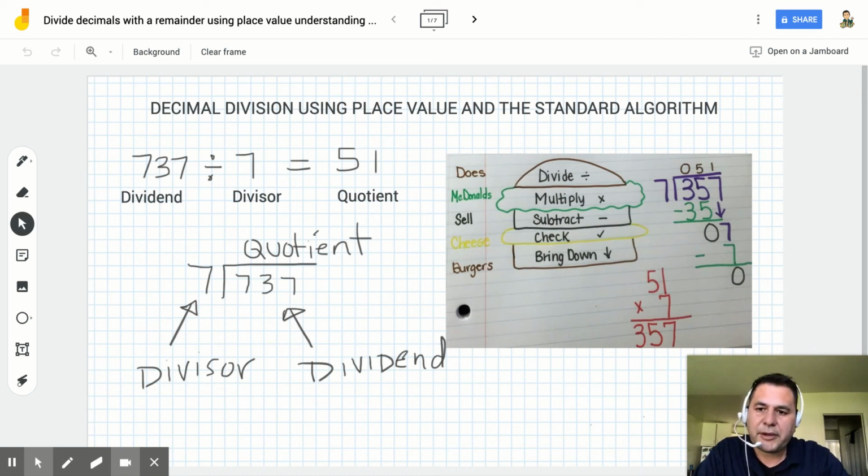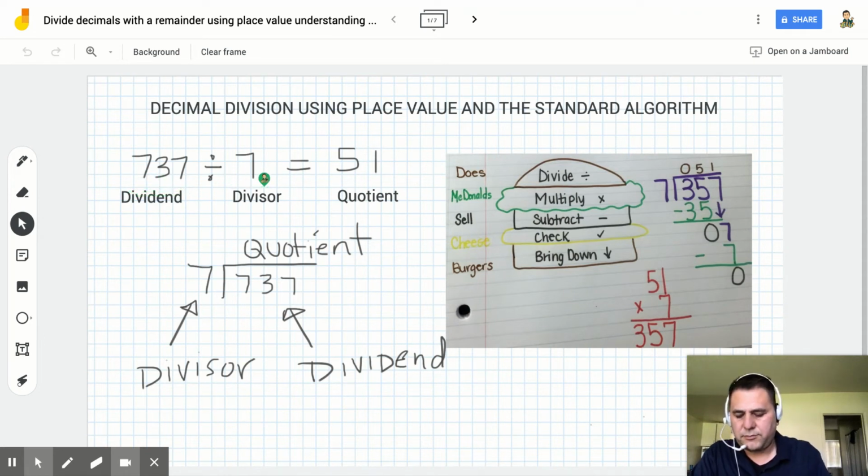Hello, students and parents. This lesson is dividing decimals using place value and the standard algorithm. Just as a review, we've been taught how to divide numbers, three-digit numbers like 737 by 7.